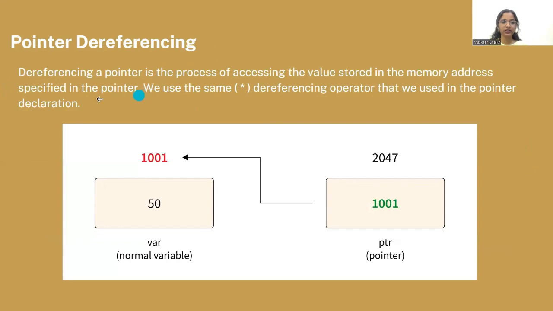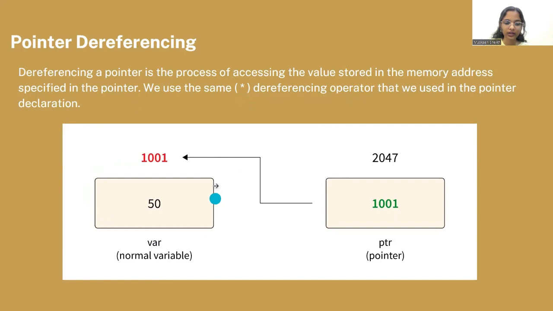Pointer dereferencing. Dereferencing a pointer is the process of accessing the value stored in the memory address specified in the pointer. We use the asterisk or dereferencing operator that we used in the pointer declaration.